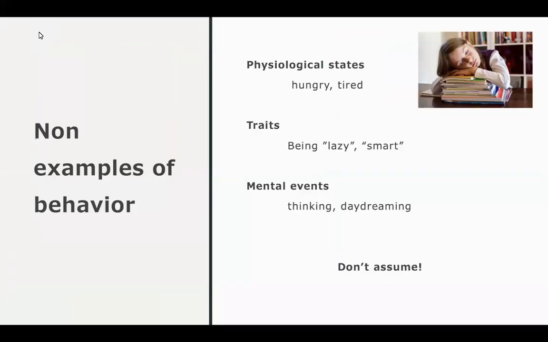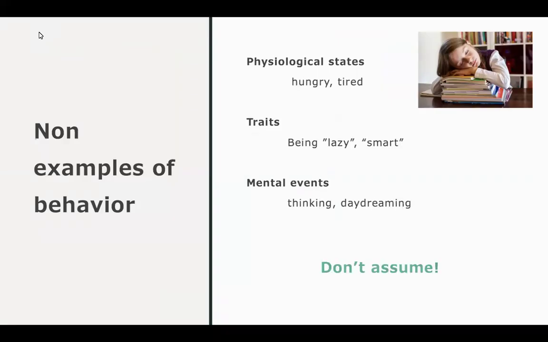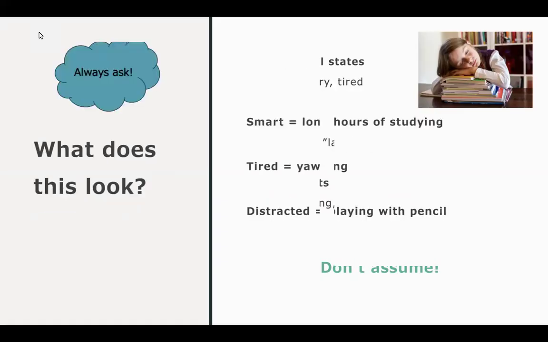It's important to look at what is not considered behavior. Sometimes we confuse labels as behavior, such as he is being lazy or she is so smart. Other terms that are commonly used are thinking or daydreaming, or even states of being, such as they're hungry or they're tired. None of these are observable, and they lead to assumptions about what's motivating the child. So I would suggest you avoid using these terms when you're identifying your students' behaviors.